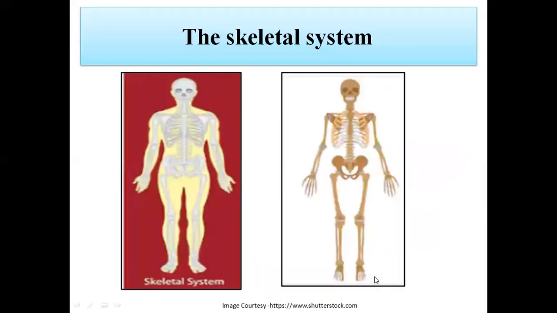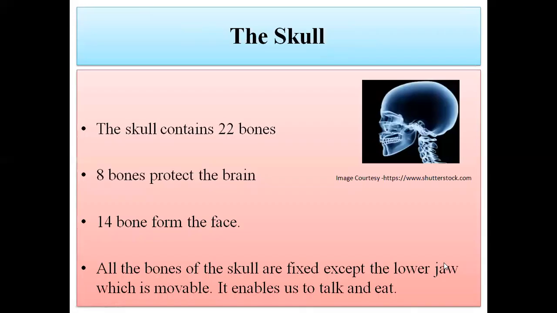Children, you can see here the skeletal system. The first part is the skull. Next is the rib cage. Then on the backside you can see this long tube-like structure. This is the vertebral column. Then the upper limbs, those are the arms, and the lower limbs, those are the legs. So we can study this in detail now.